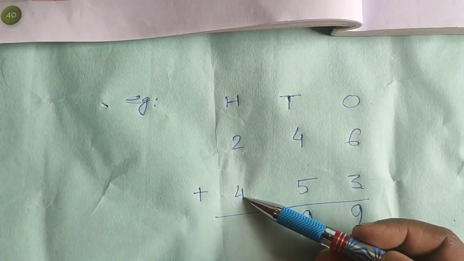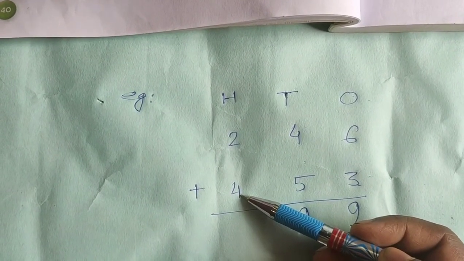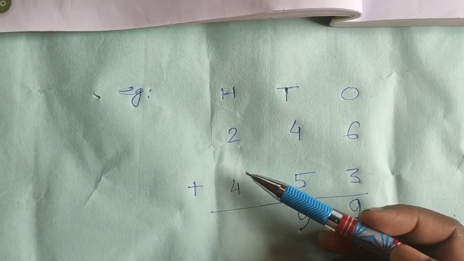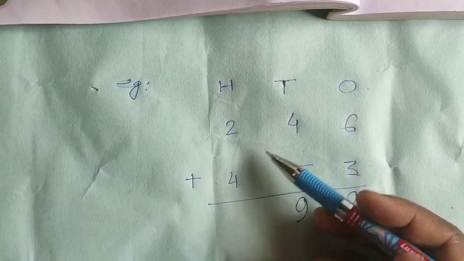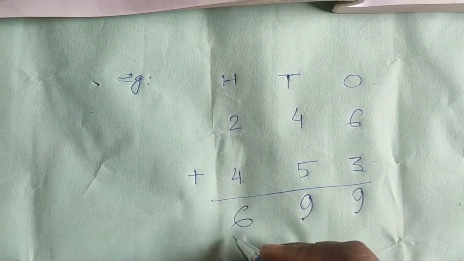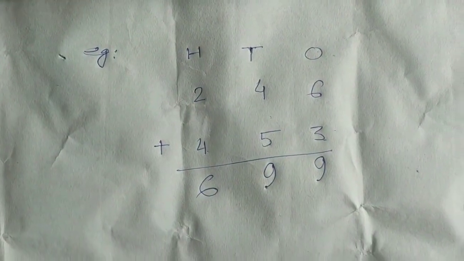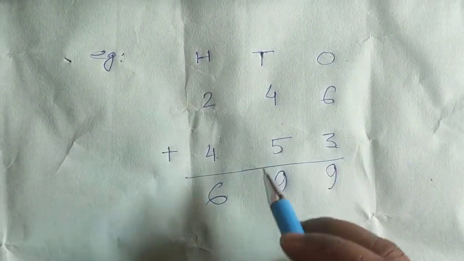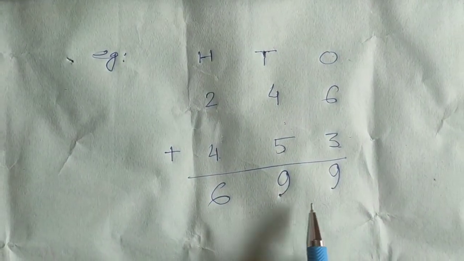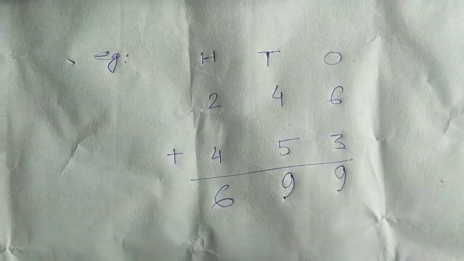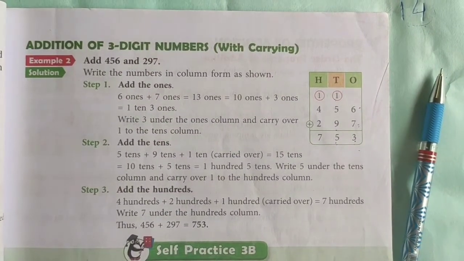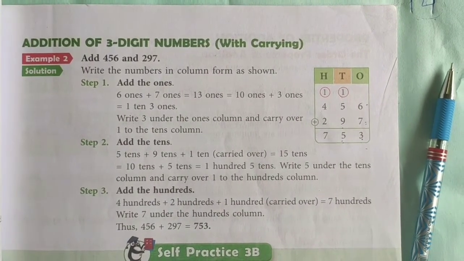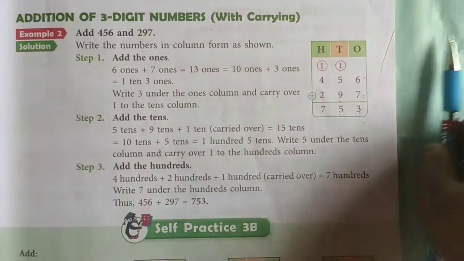2 plus 4, how much? Count on your fingers. 2, 3, 4, 5, 6. So what is the result? 6. So what is the answer? 246 plus 453. If we add these two numbers, what is the result? 699. We will start our new topic, that is addition of 3-digit numbers with carry.